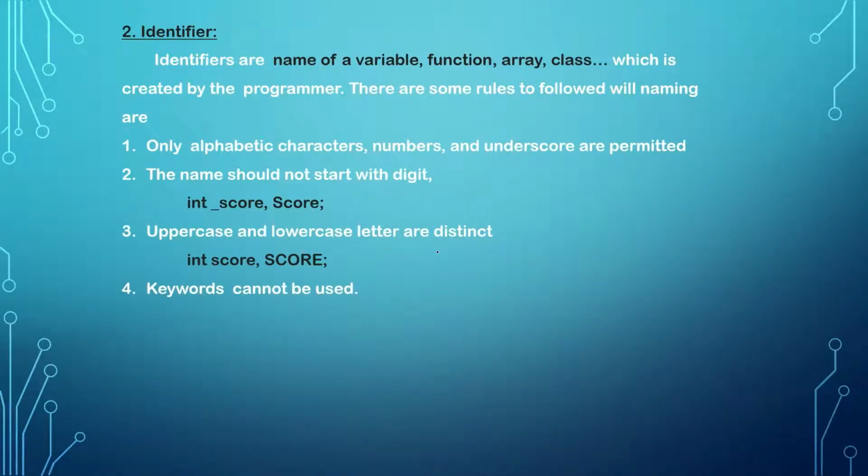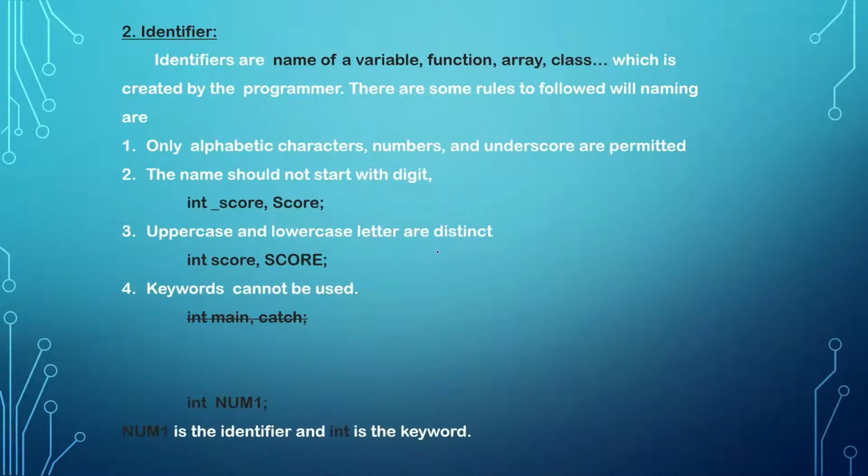Then keywords have a special meaning, so we cannot use these keywords as the name of a variable. So int, main, catch, all of these are invalid names. In this example, int number1: int is a keyword, and number1 is the name of a variable. So now you know 2 types of tokens. One is keyword and another one is identifier.